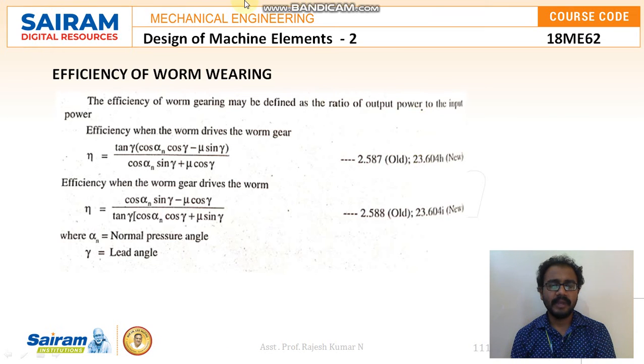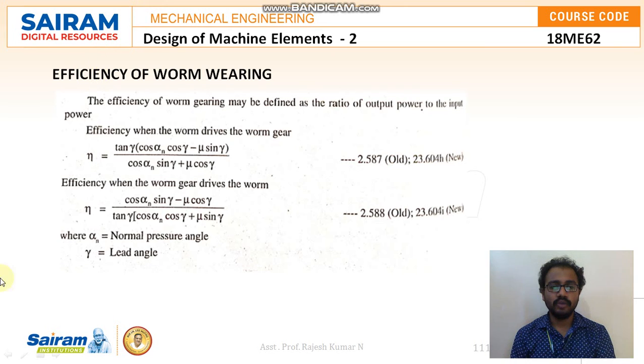And the last topic in this video is efficiency of the worm gearing. The efficiency of the worm gearing may be defined as the ratio of output power to the input power. Efficiency when the worm drives the worm gear is equal to tan gamma, I mean we cannot call it tan alpha, it is tan gamma into (cos alpha n into cos gamma minus mu sine gamma) divided by (cos alpha n into sine gamma plus mu cos gamma).